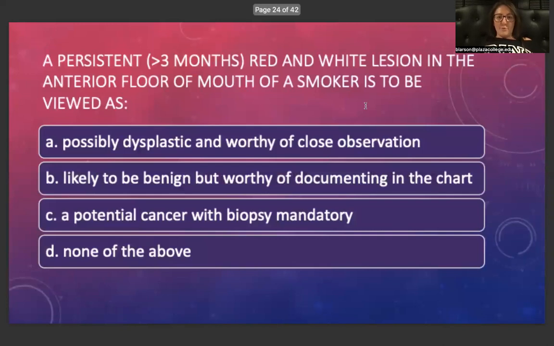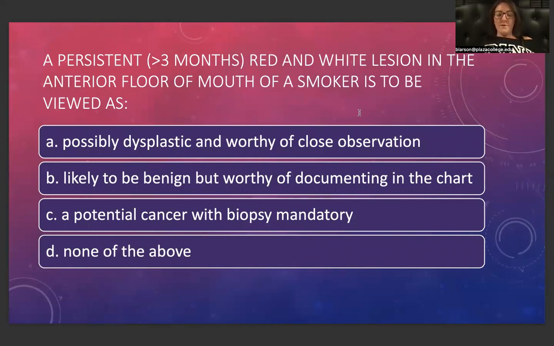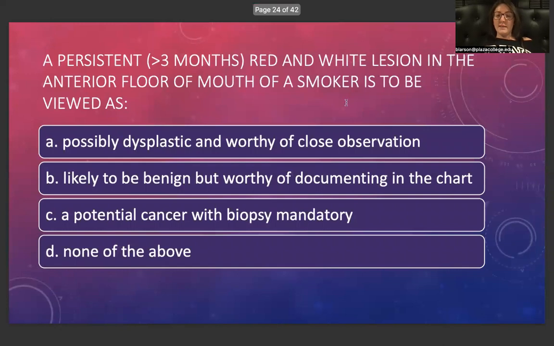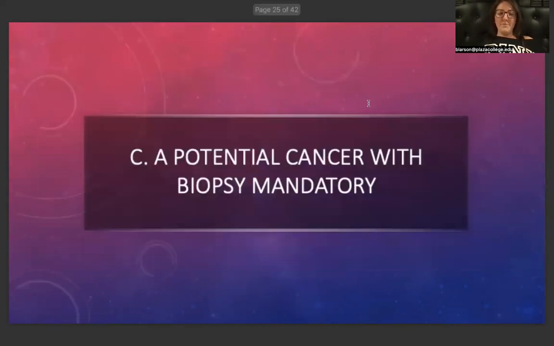A persistent red and white lesion in anterior floor of the mouth of a smoker is to be viewed as possibly dysplastic and worthy of close observation, likely to be benign but worthy of documenting in the chart, a potential cancer with a biopsy mandatory, or D, none of the above. The answer to this one is a potential cancer with biopsy mandatory. Since we know that the patient is indeed a smoker, it is important that if we see something that's not normal, we should be referring them out for a biopsy.